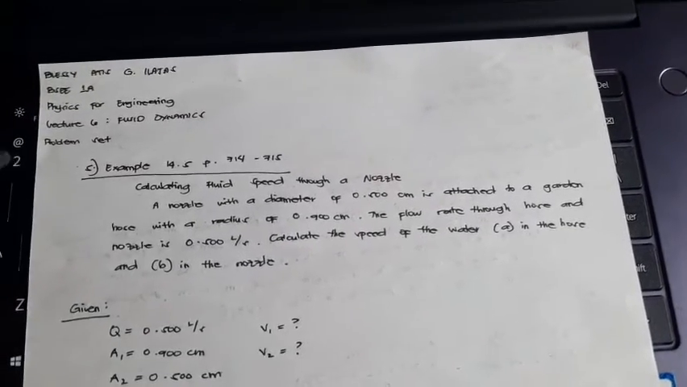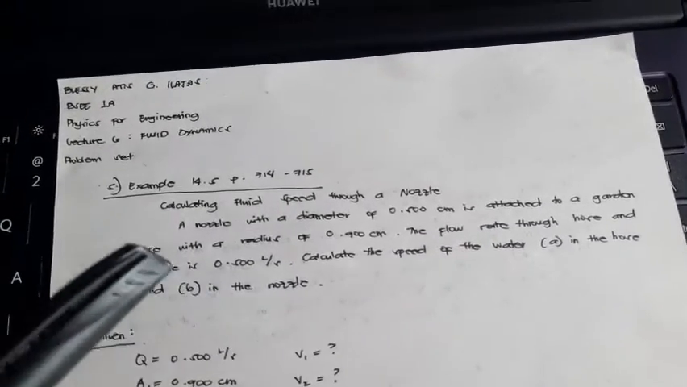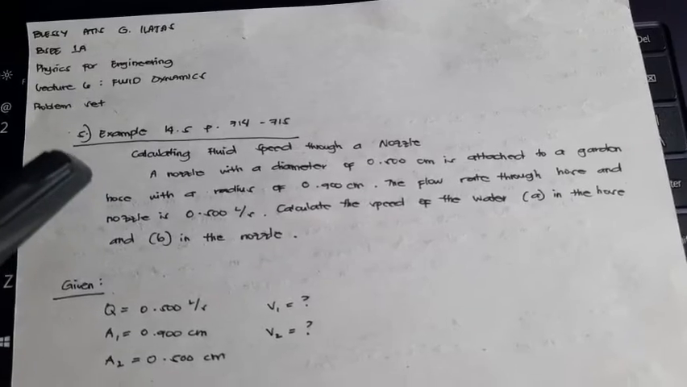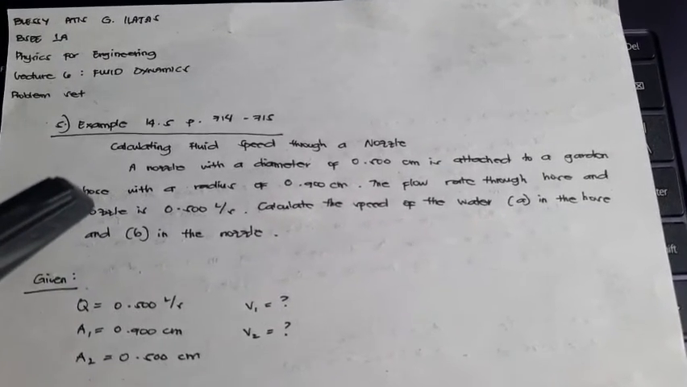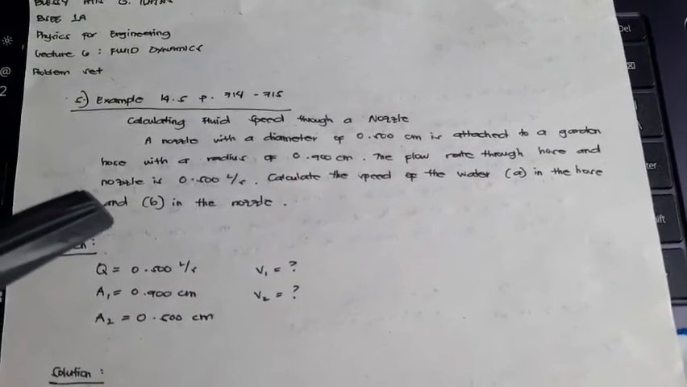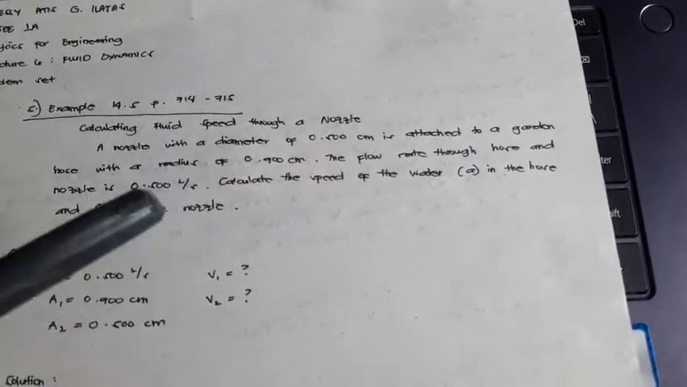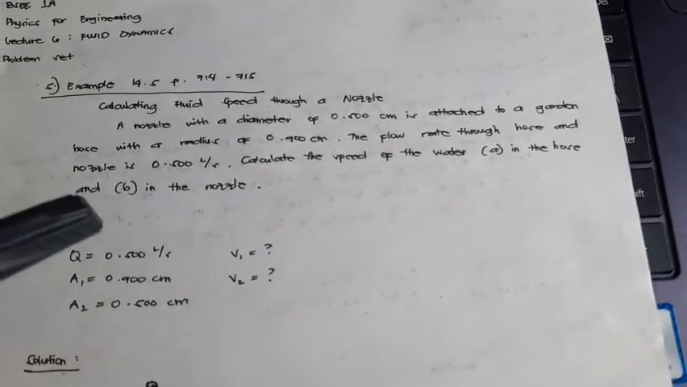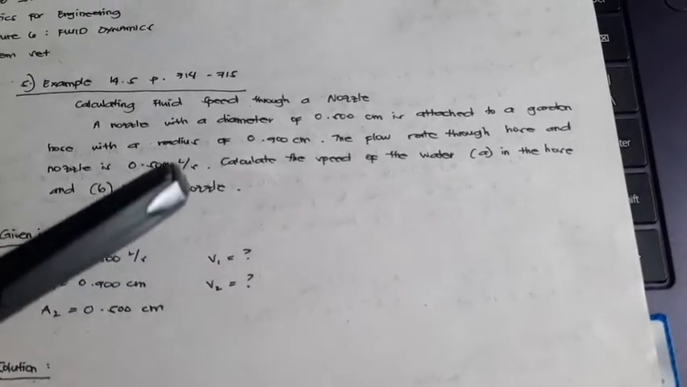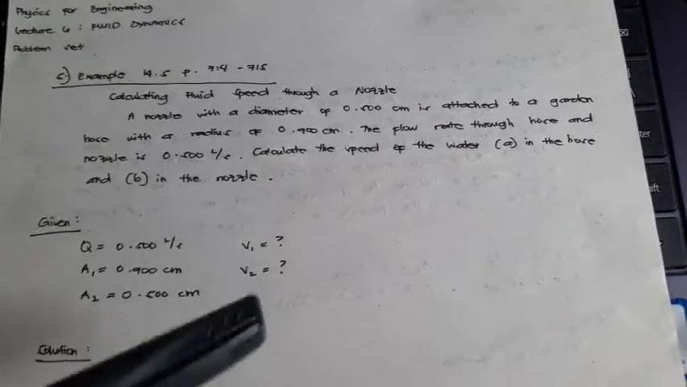So let's proceed to the problem set number 5, example 4.5 on page 714 to 715. Calculating fluid speed through a nozzle. A nozzle with a diameter of 0.500 cm is attached to a garden hose with a radius of 0.900 cm. The flow rate through the hose and nozzle is 0.500 liter per second. Calculate the speed of the water in the hose and in the nozzle.